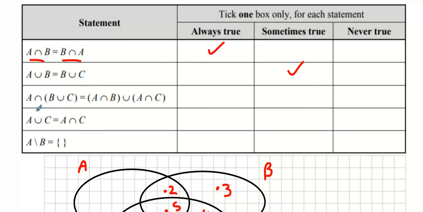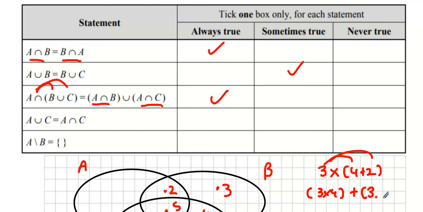Okay, the next one is the distributive rule. Intersection is distributive over union. So this one is always true. You can check it. Remember, you would have seen me doing multiplication is distributive over addition, where I break up 3 multiplied by 4 plus 2 into 3 multiplied by 4 plus 3 multiplied by 2. In the same way, intersection is distributive over union. So this is always true.